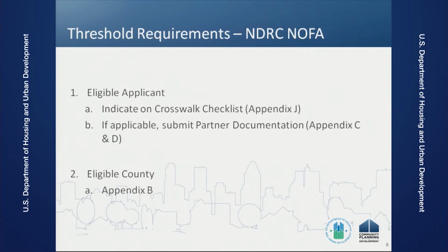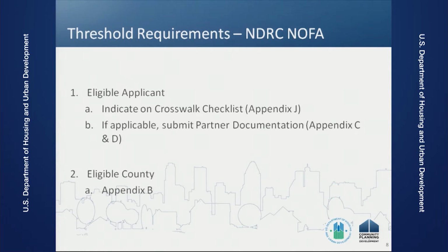Applicants that choose partners to assist them in applying for funding or in carrying out an activity under this competition must also submit a partner letter and a partner agreement for each partner, and these documents are provided in Appendix C and D of the notice. If applicable, these forms of partner documentation need to be provided to satisfy the eligible applicant threshold requirement.